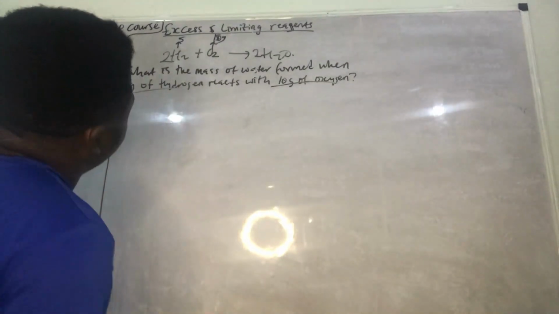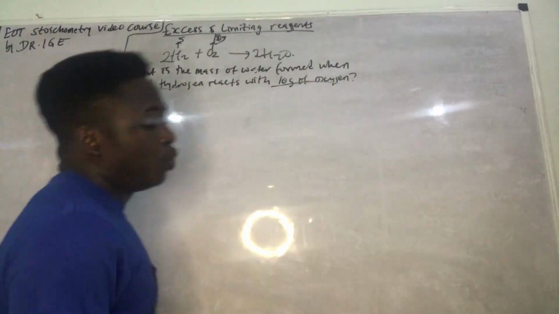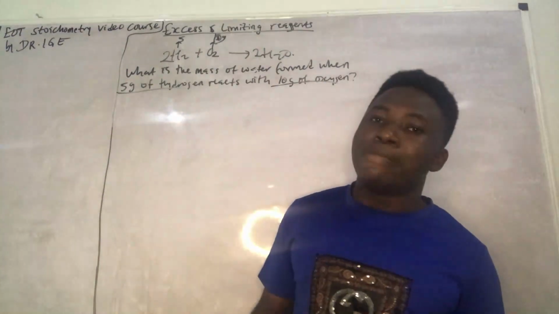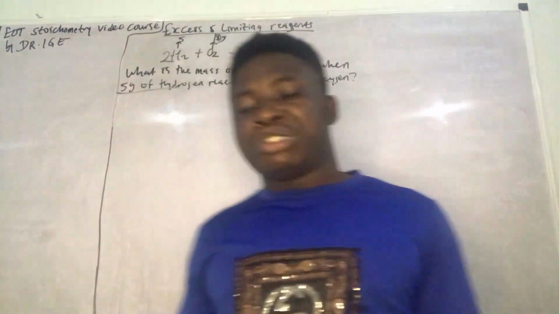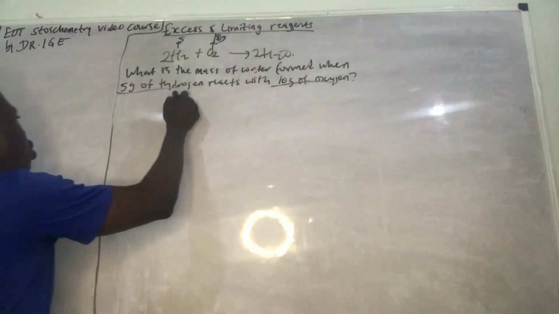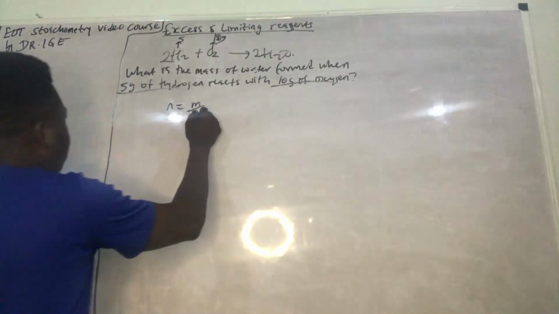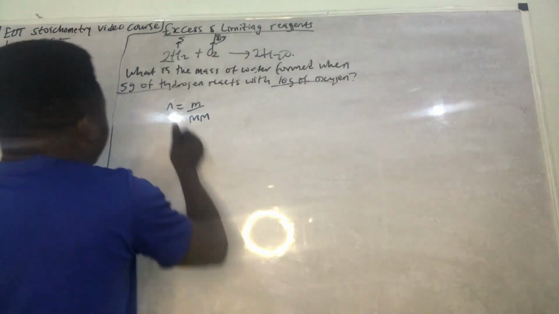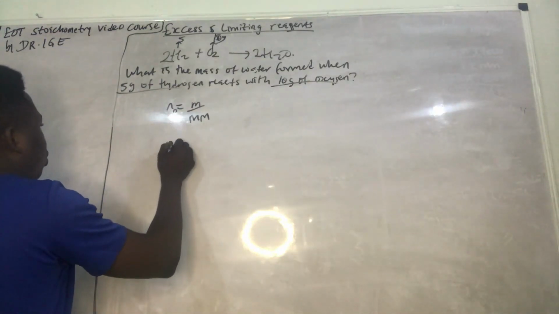Now look at it. Remember, I said, how do we know which one is excess or limiting? It's not by the mass. It's not by volume. It's not by concentration. It's by what? The number of moles. So remember, in terms of mass, number of moles is mass over molar mass. So we are going to do this for both of them. So let's see, this one is for oxygen, this one is for hydrogen.